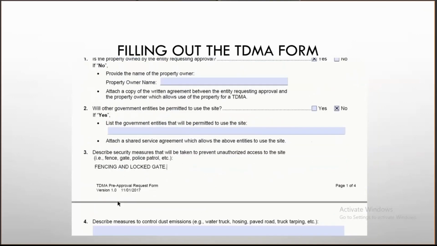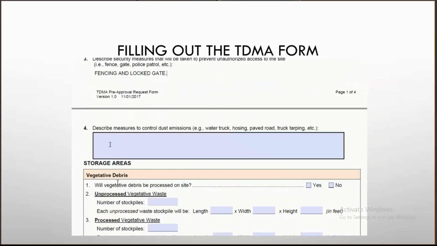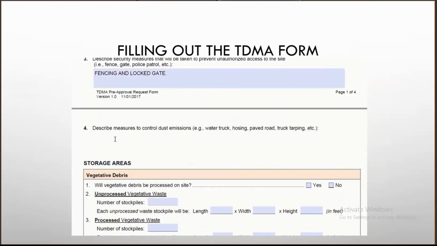So now we're going to page down to page 2. It's easy to overlook this question, so make sure you fill it in. Describe measures to control dust emissions. Even if you're on a paved surface, sometimes when you're loading and unloading all types of debris, there could be a dust issue. Most people use hosing with water truck as necessary, but you can use whatever works for you.